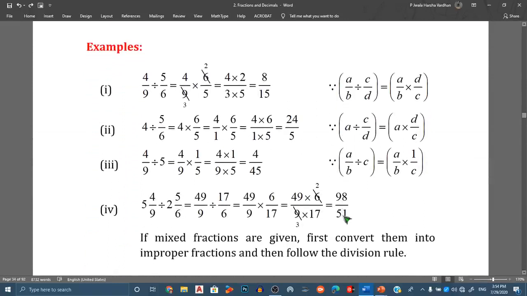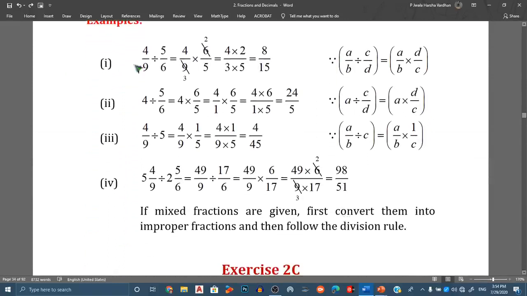So now examples. See here, the first example is 4 by 9 divided by 5 by 6, which is 4 by 9 into, what is the reciprocal of 5 by 6? 6 by 5. Now there is a common factor for 9 and 6 here, which is 3 table. You can divide with 3 table. 3 3s are 9, 3 2s are 6 here, and there is no common factor for 4 and 5.